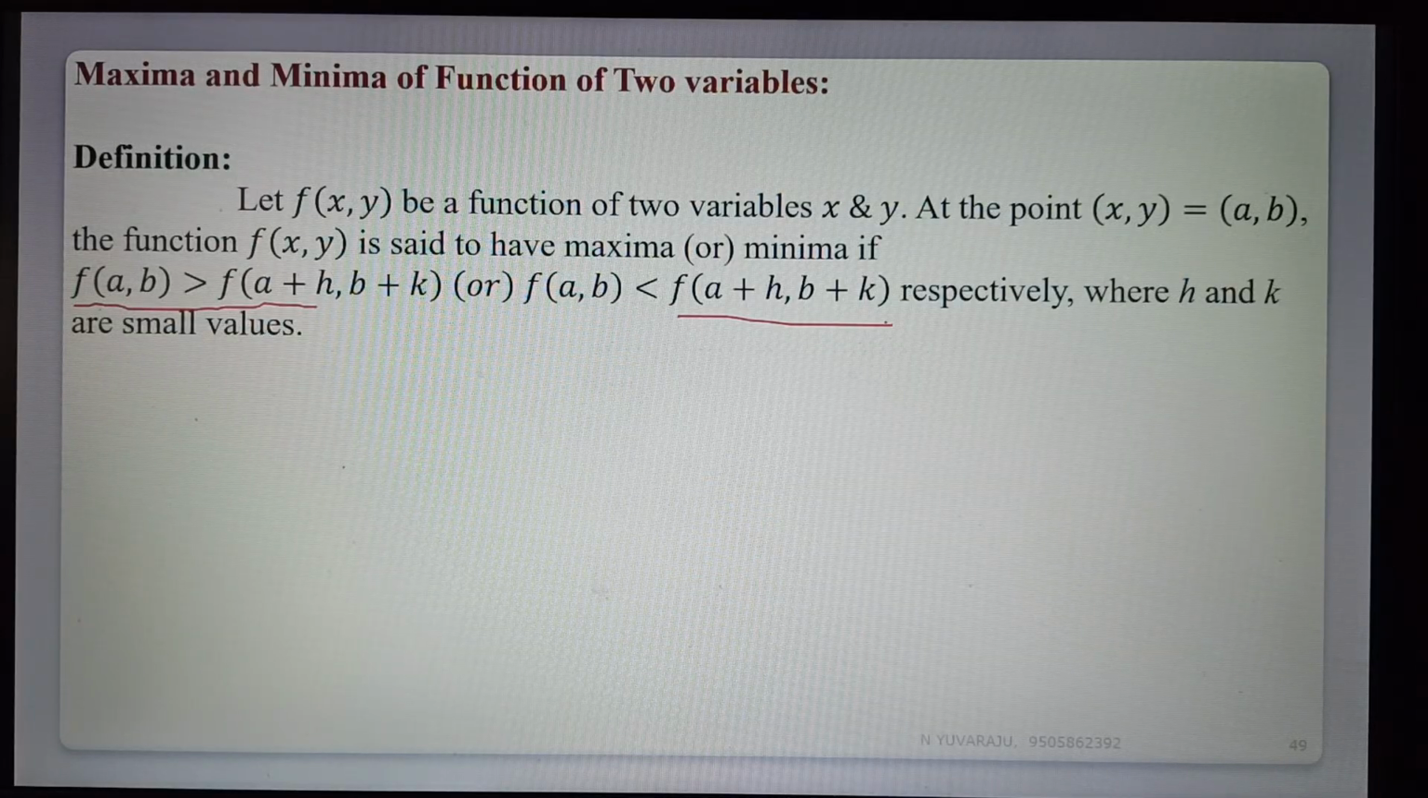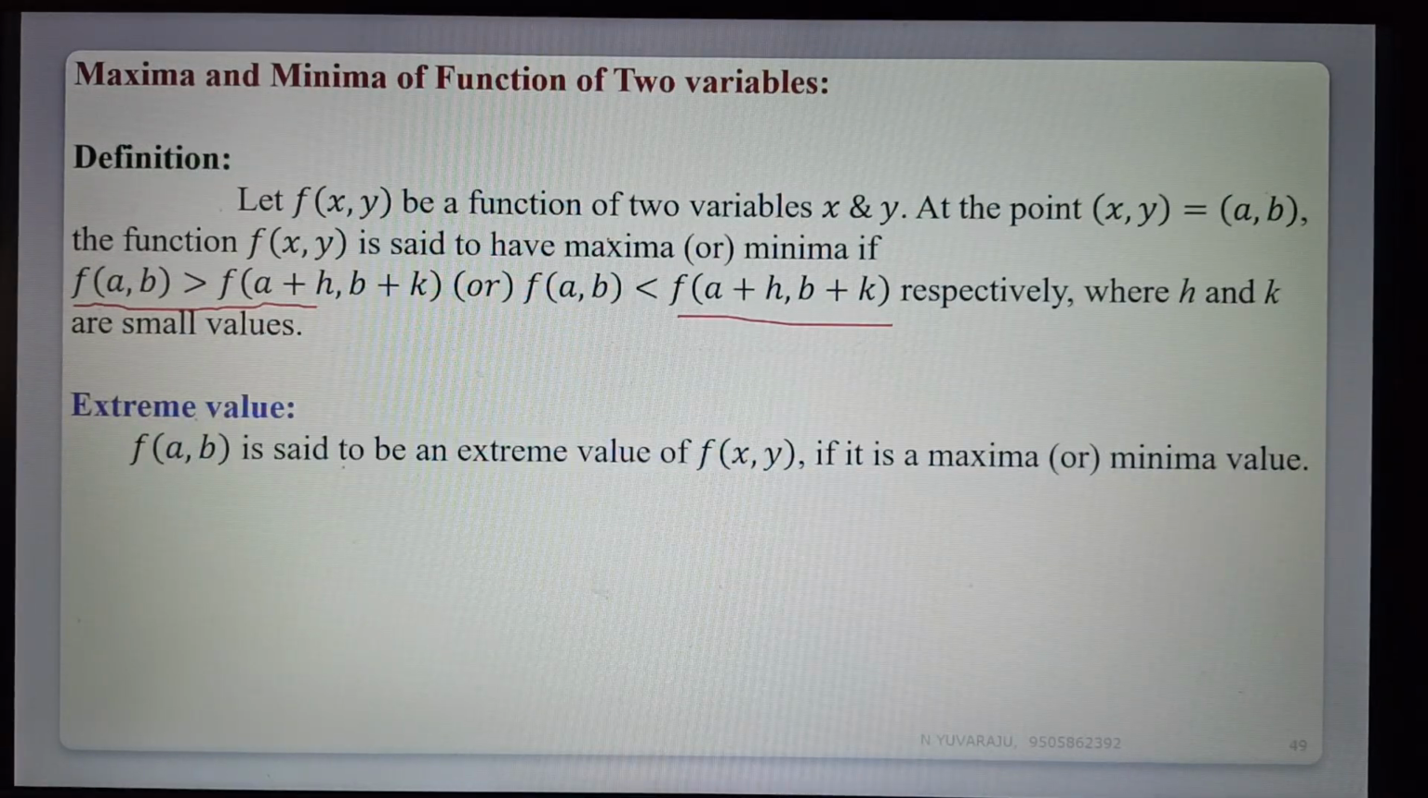In case at the point a comma b the function value is less than the function values at the remaining points, then that function value f of a comma b is called the minimum value. This is the definition of maxima and minima.